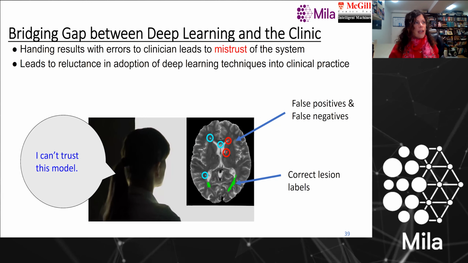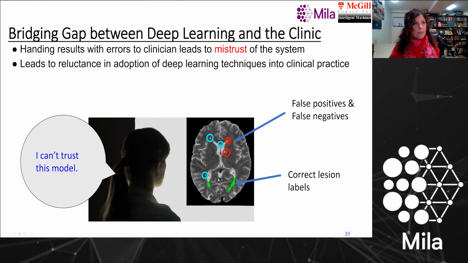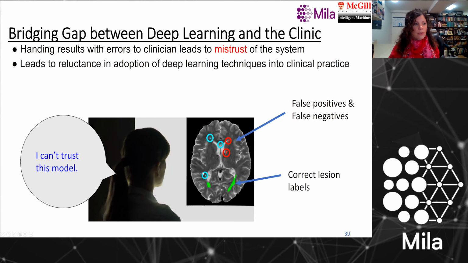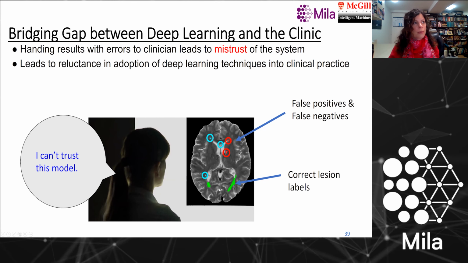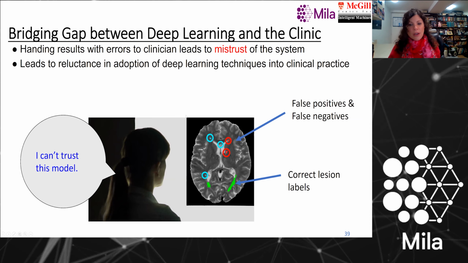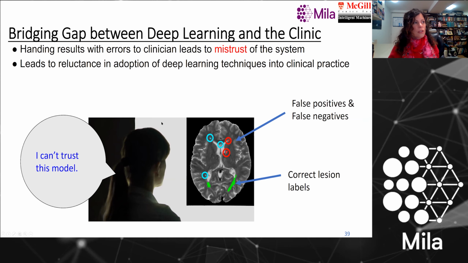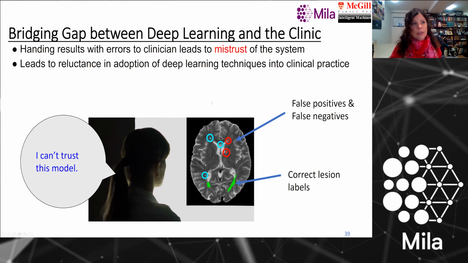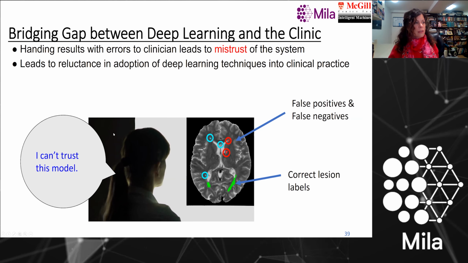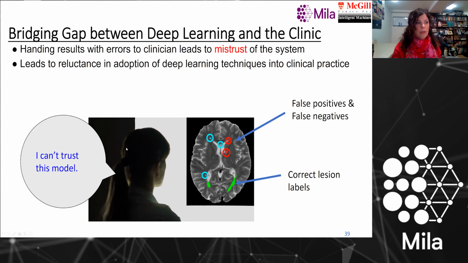So if you actually hand the results to a clinician with a series of false positives and false negatives, along with the correct lesion labels, this will lead to mistrust of the system and potentially a reluctance to adopt deep learning techniques in real clinical practice. The clinician might say, I can't trust this model.